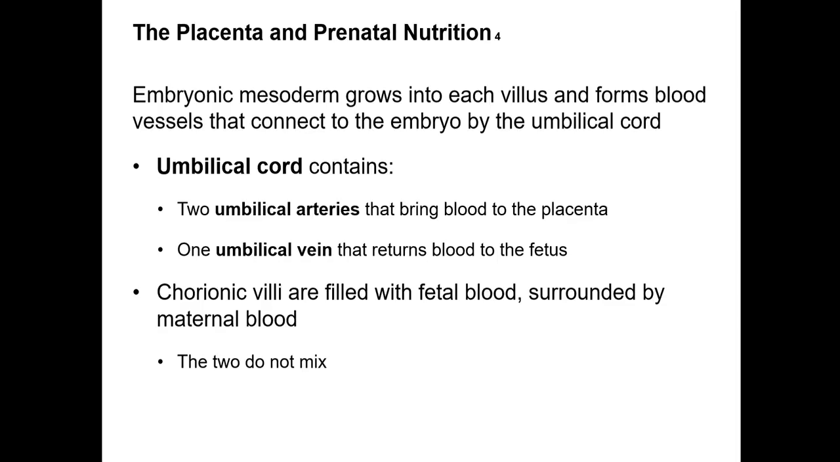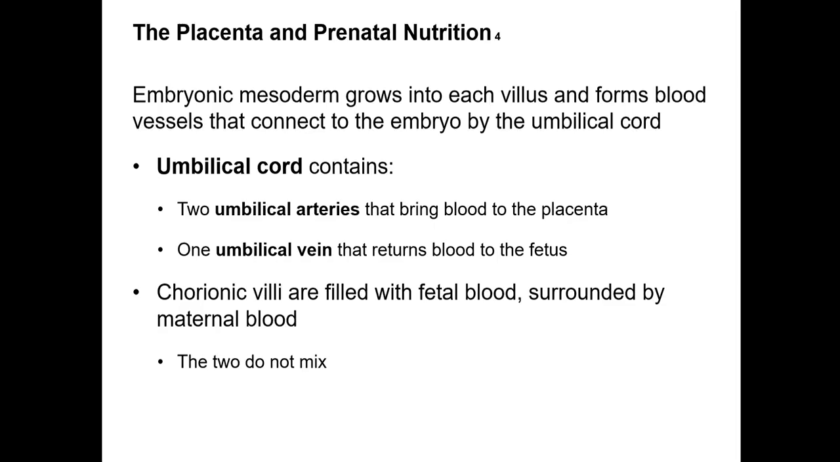consisting of nitrogenous waste, carbon dioxide, things like that. And the umbilical vein is going to return blood from the placenta to the fetus. So this blood will be oxygen-rich, nutrient-rich blood that is picking up all the oxygen and nutrients from the mother's body and carrying them to the fetus to supply nourishment to that fetus.